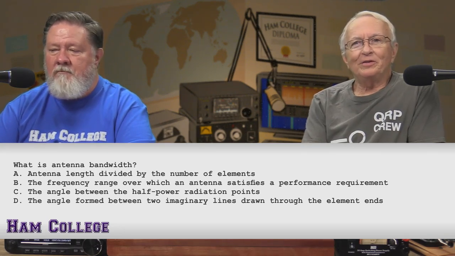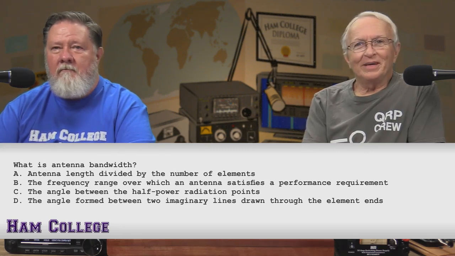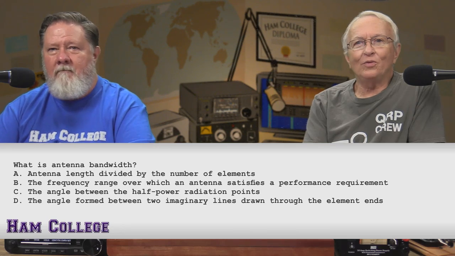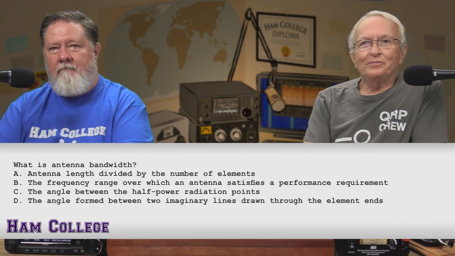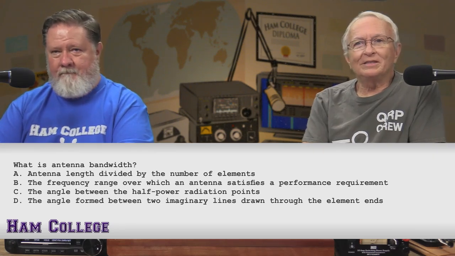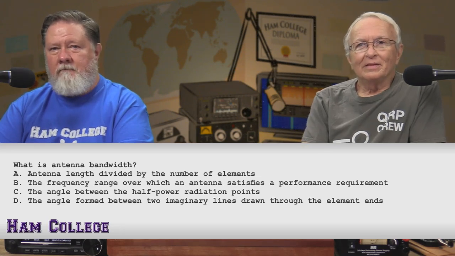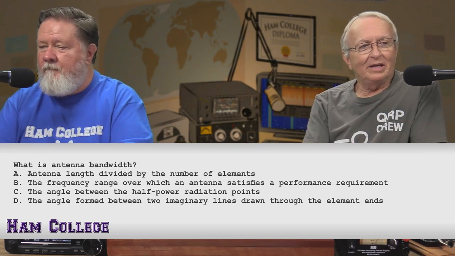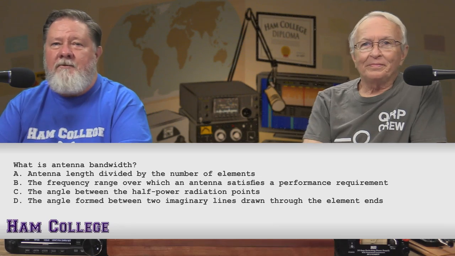Antenna length divided by the number of elements? No, that's not it. C, the angle between the two half power radiation points? No, it's B, the frequency range over which an antenna satisfies a performance requirement. Looking in the chat room, everybody's saying it's B, so I feel good about that answer. Yeah, that was pretty straightforward.